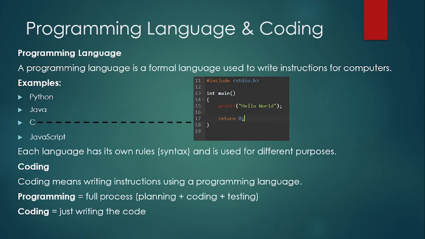So, a programming language is a formal language used to write instructions for computers. For example, Python is a high-level language, Java is also a high-level language, C is a mid-level language, and each language has its own rules, like syntax, and is used for different purposes. So, what is coding? Coding means writing instructions using a programming language. Programming means the full process: planning, coding, and testing. And coding means just writing the code.